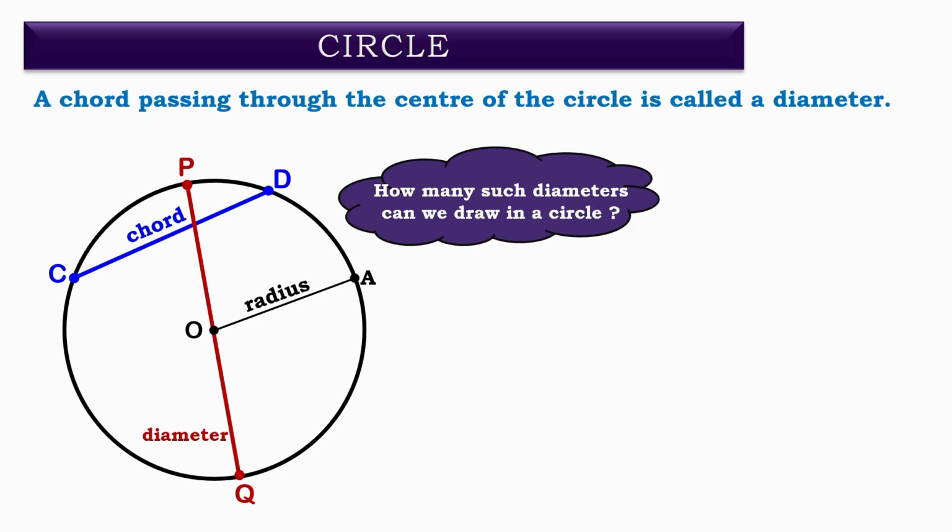So how many such diameters can we draw in a circle? Since there are infinite points in a circle, we can draw infinite diameters. And one thing you have to remember here is that the diameter is the longest chord in a circle. So you can't draw a bigger one than that. So how many diameters can we draw? That is infinite.